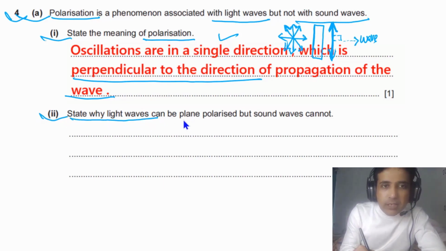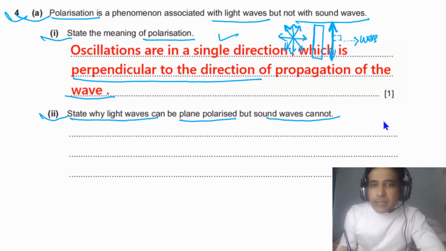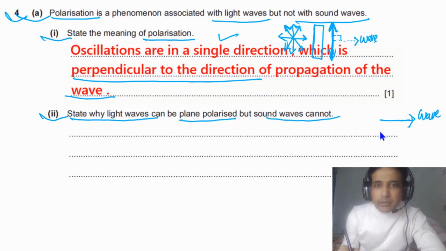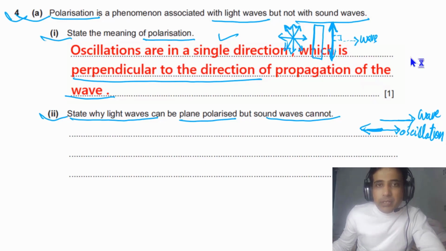If we go to the second part, the question is asking you to state why light waves can be plane polarized, but sound waves cannot. The reason is that if we imagine a sound wave traveling to the right, the motion of the particles, meaning oscillations of the particles, are in direction of wave. They are moving parallel. So oscillations are parallel. That's the reason sound waves cannot be polarized, because they are just in one plane. But light waves can be polarized.